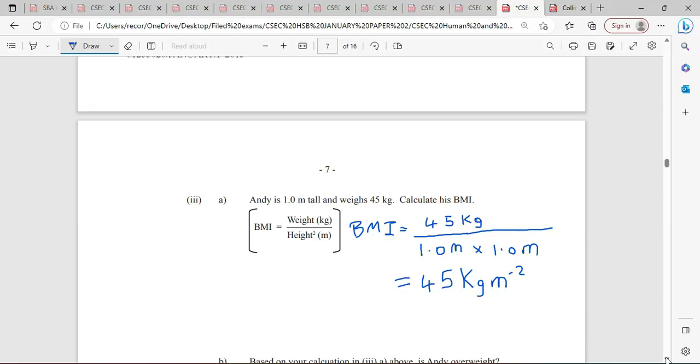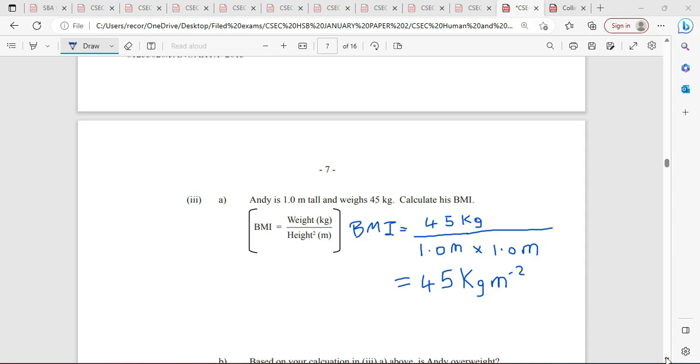Let's do some maths. Andy is 1 meter tall and weighs 45 kilogram. Calculate his BMI. Now, for calculation in CSEC, it means calculation. It does not mean you are going to plug 1 into the calculator, multiply 1 times 1, then divide 45 by that answer and write down the answer. No, that is not what it means.